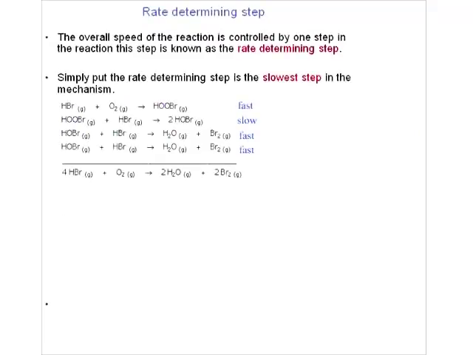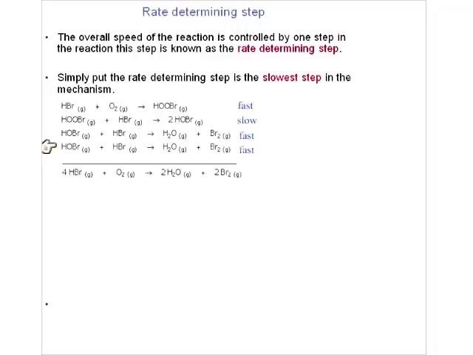Okay, here's another reaction mechanism. Now this is a lot more complicated, and we want to bring in some ideas here of rate determining steps. We're saying the overall speed of this mechanism is going to be controlled by what's called the rate determining step. One of these steps in this mechanism is going to determine or control how fast the other steps can go.